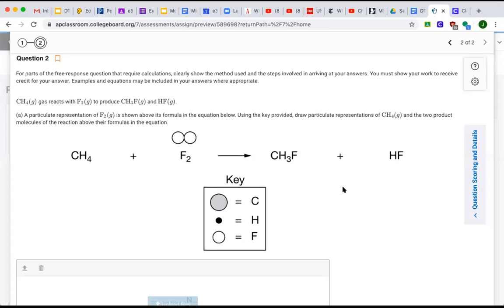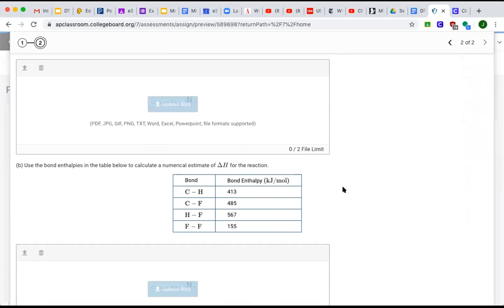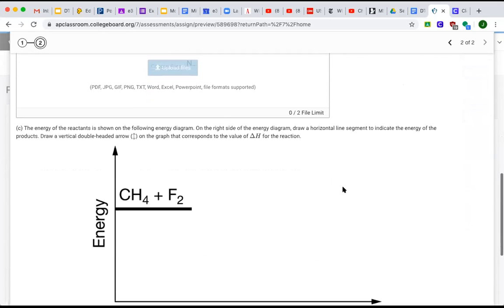So, okay, methane gas reacts with fluorine gas to produce fluoromethane and hydrogen fluoride. A particulate representation of F2 gas is shown above its formula in the equation below. Using the key provided, draw particulate representations of CH4 gas and the 2 product molecules of the reaction above their formulas in the equation. Okay, so it kind of shows you what you're dealing with there. So we're just drawing these little things out. And then use bond enthalpies to calculate the numerical estimate for delta H. Okay, and then what are we going to do last?